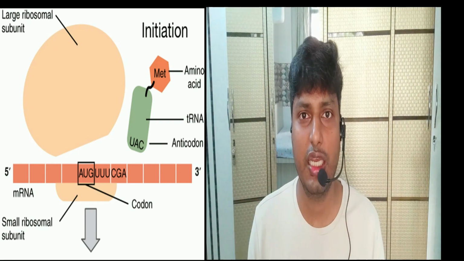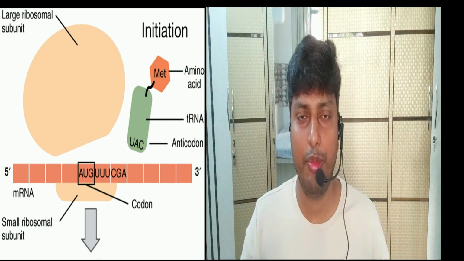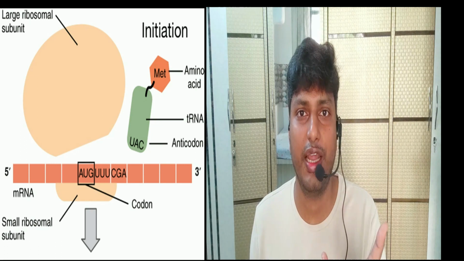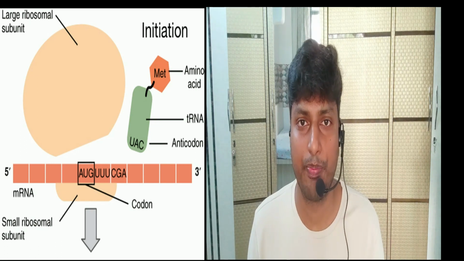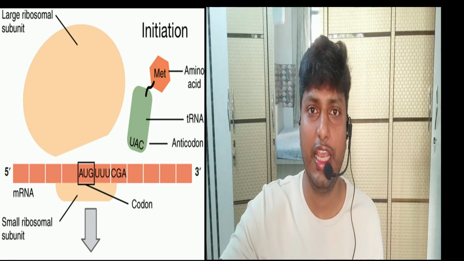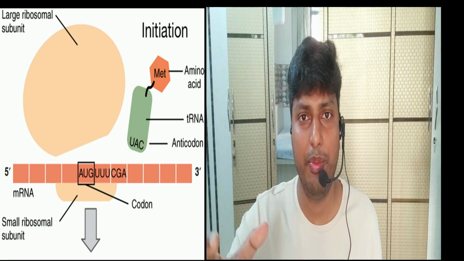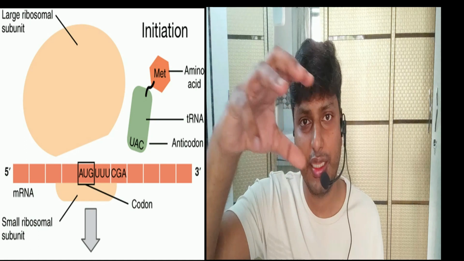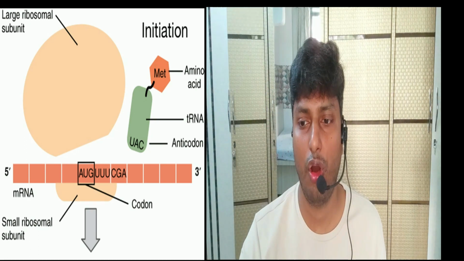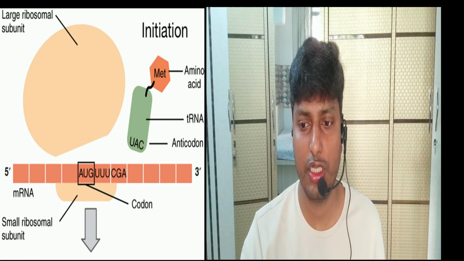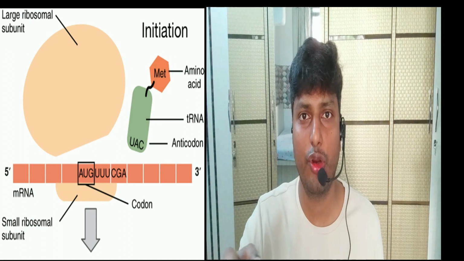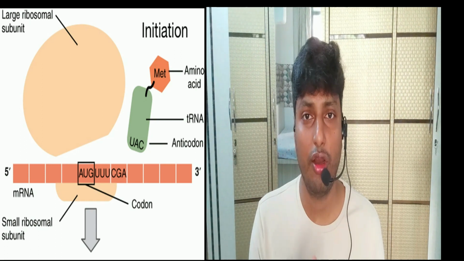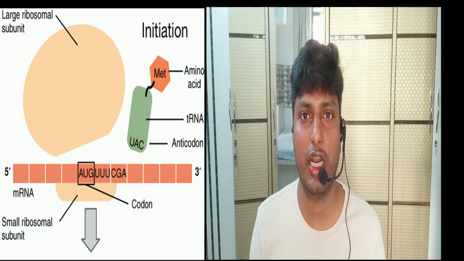So now see, initially what is going to happen is, on the mRNA, first the small subunit of the ribosome comes and attaches to the start codon, and then the tRNA is going to come bringing the first amino acid, that is methionine, followed by the large subunit of the ribosome. As you can see on the screen, there is a large subunit also which is going to get attached to the mRNA.